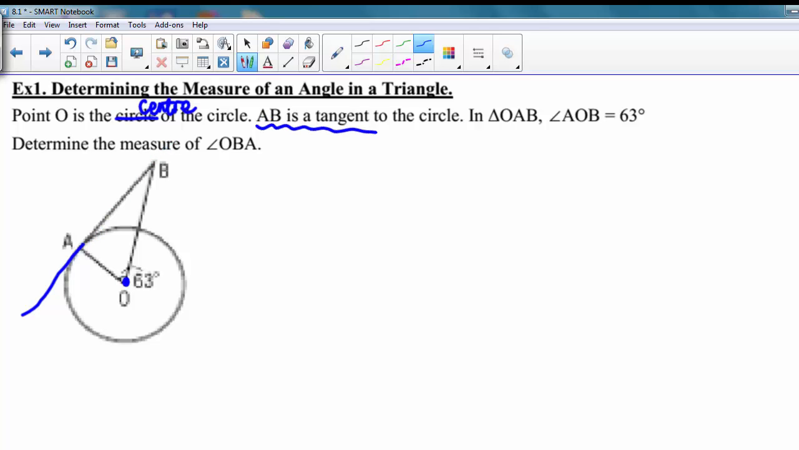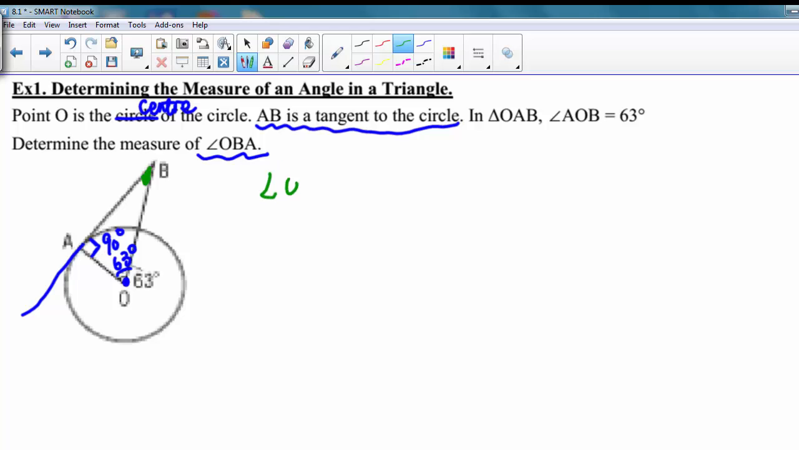If you see AB is a tangent, you should realize right away OA, which is connected by the center of the circle and the point of tangency, must be a right angle. OA is perpendicular to AB based on the property we just learned. So this one is 90 degrees. And we know this angle AOB means this angle O is 63 degrees. We need to determine the measure of angle OBA. Angle OBA means this angle B.